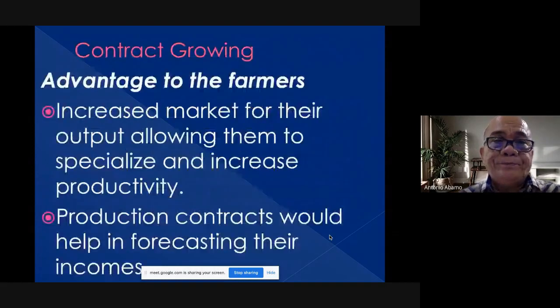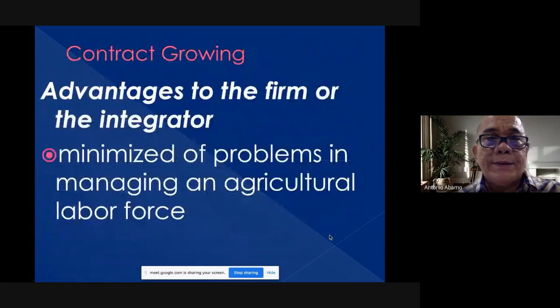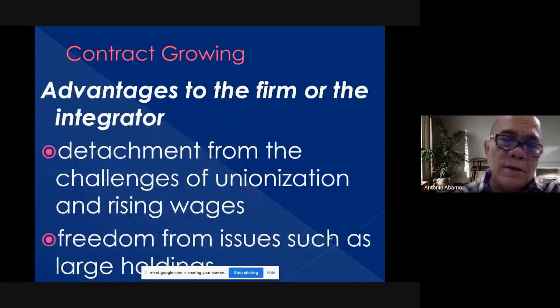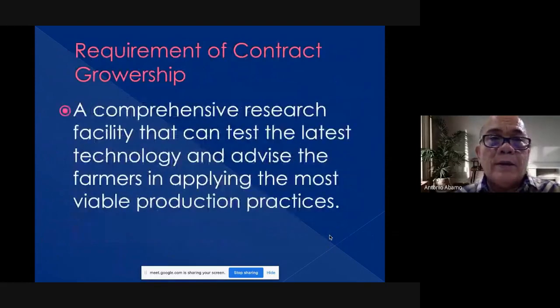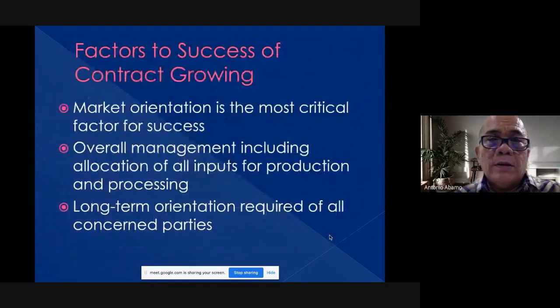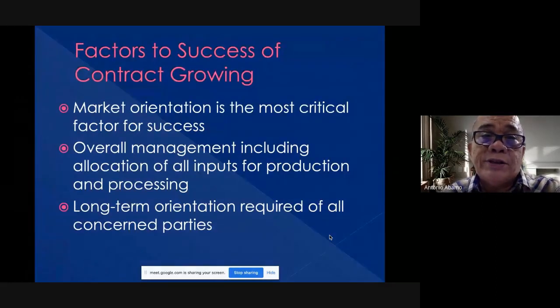Another production arrangement is what we call contract marketing. But before we go to contract marketing, I might as well discuss the factors responsible for the successful implementation of contract growing. One is market orientation.